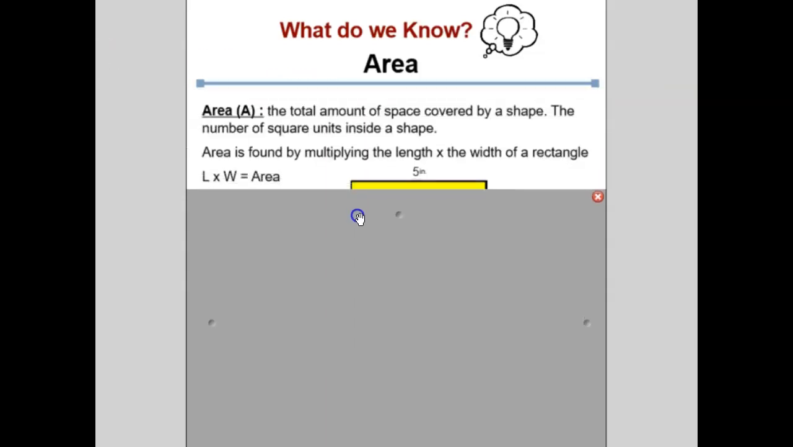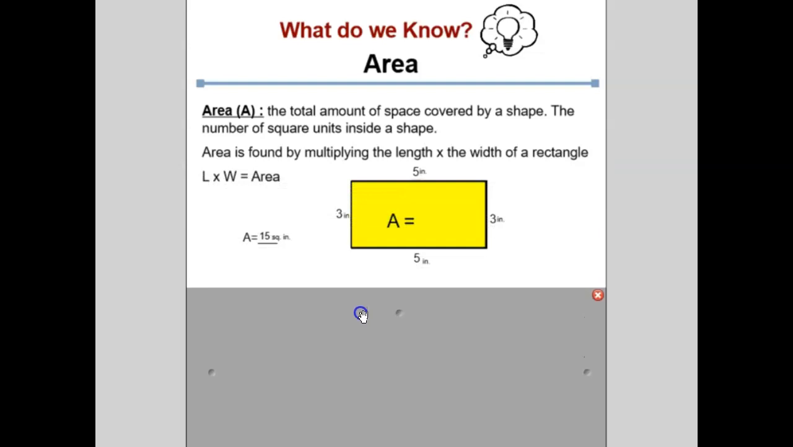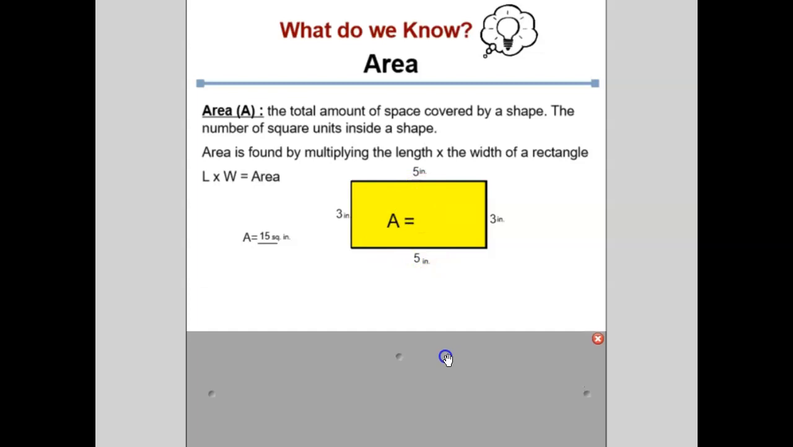Third graders, were you able to tell me that area is the total amount of space covered by a shape or the number of square units inside a shape? I hope you were also able to remember that we find area by multiplying the length and the width of a rectangle. So we would multiply 5 inches times 3 inches to determine the total number of square inches inside this shape.